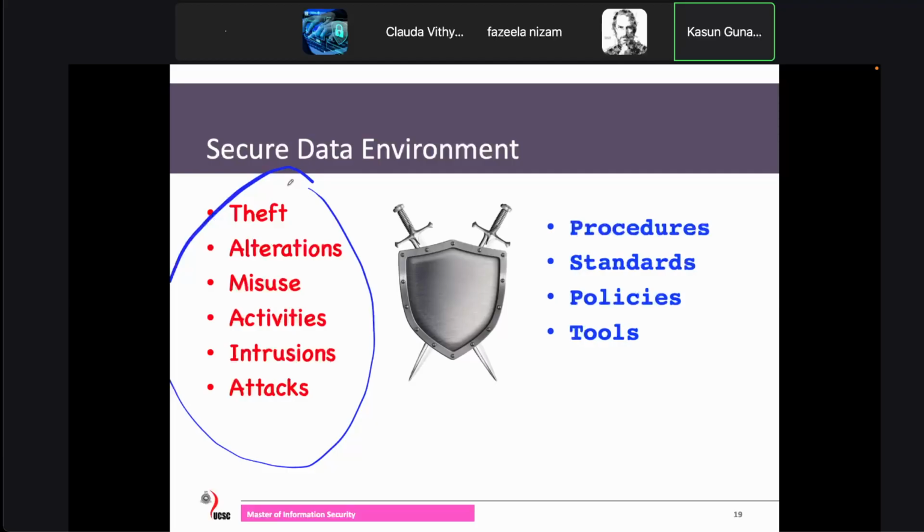negative stuff, right? So database security is about establishing these procedures, standards, policies, and tools. So it will help us to protect data from these things, theft, misuses, alterations, and all these things.